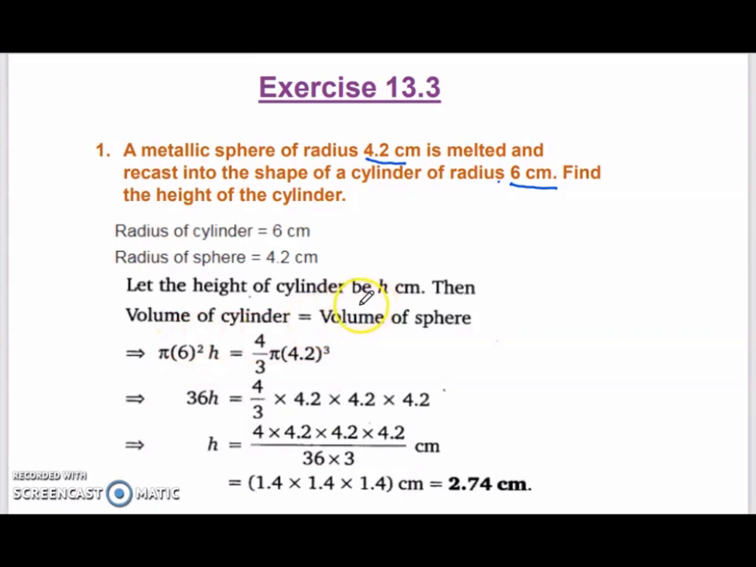Here the height of the cylinder is what we have to find out. We will take it as a variable h. So volume of cylinder is equal to volume of sphere, that is pi r square h, where r is radius, which is given as 6, is equal to 4 by 3 pi r cube. Now here r is given as 4.2. When you equate these two, pi you can cancel out, as pi is there on both the sides. And you can transpose the terms and find the value of h. So when you solve this, h will come as 2.74 centimeter. This will be the height of the required cylinder.